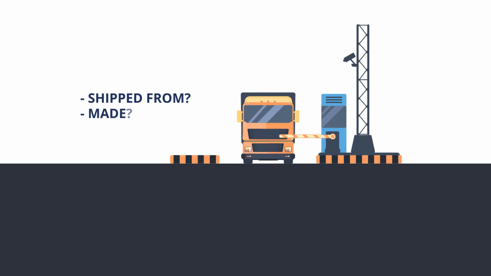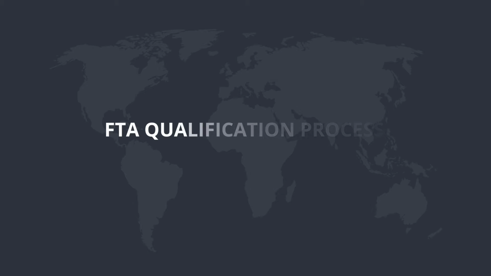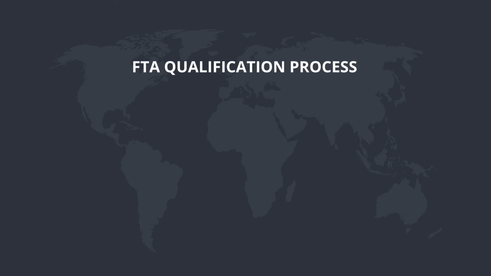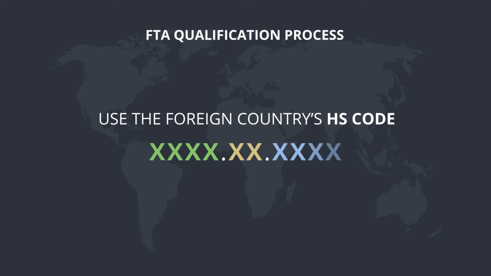It is not enough for the good to be shipped from, made, or assembled within the US or participating FTA country. Let's look at this process more closely. Your first step is to look up the tariff rate for shipping your good to the other country. Use the foreign country's HS code for your product.